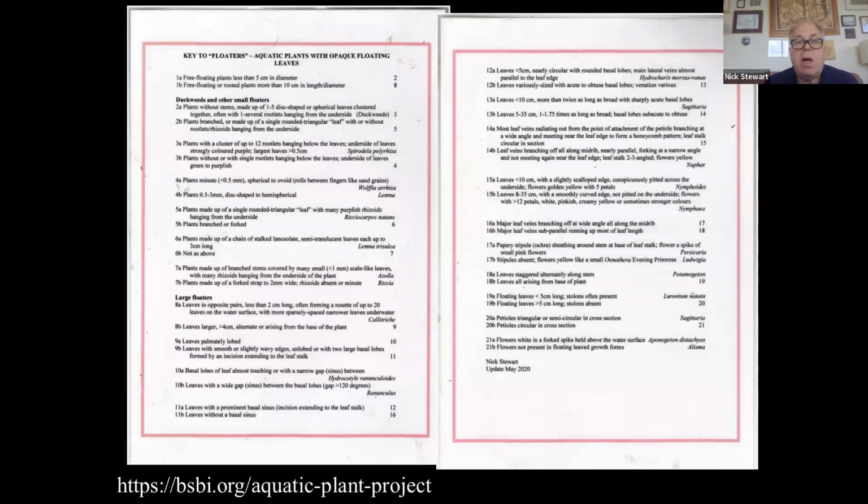As before, there are on the Aquatic Plants Project website a number of keys that I've produced over the years. They're designed to fit onto an A4 so that you can laminate them and take them out in the field, and there are various other useful things you'll find on the Aquatic Plants Project website.